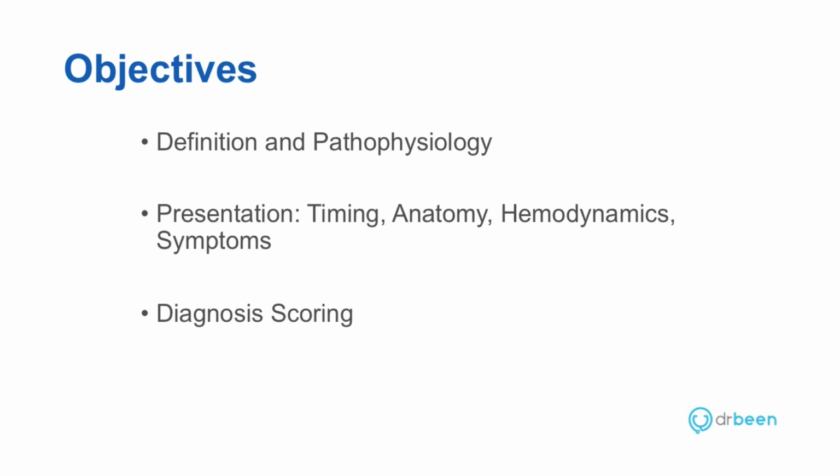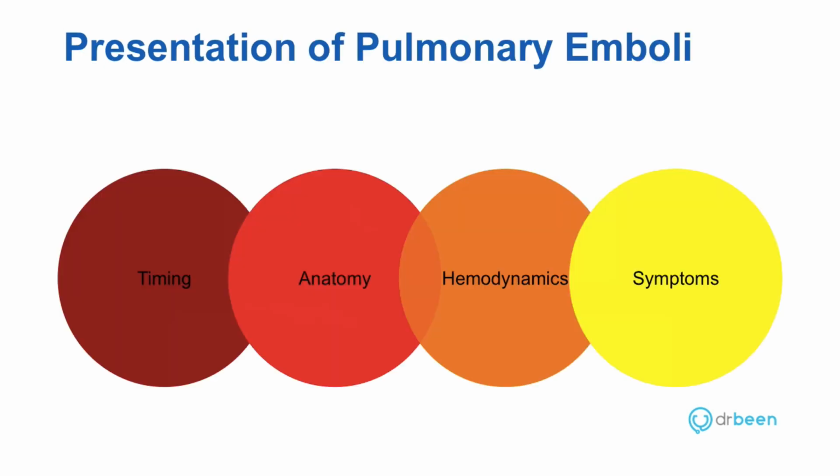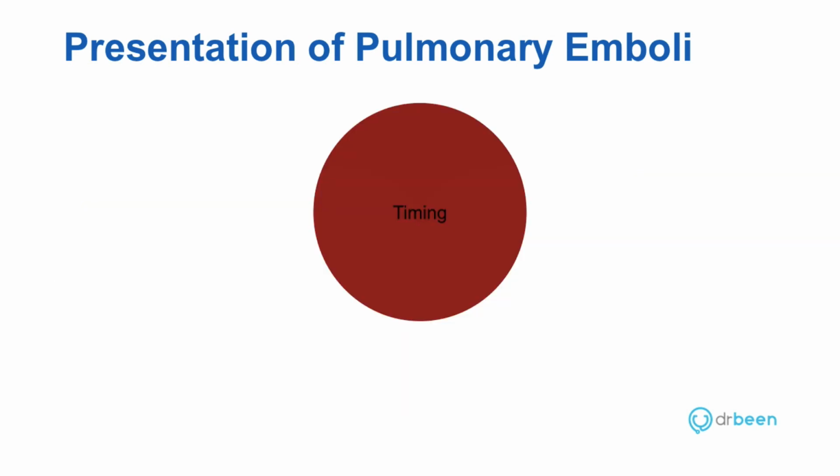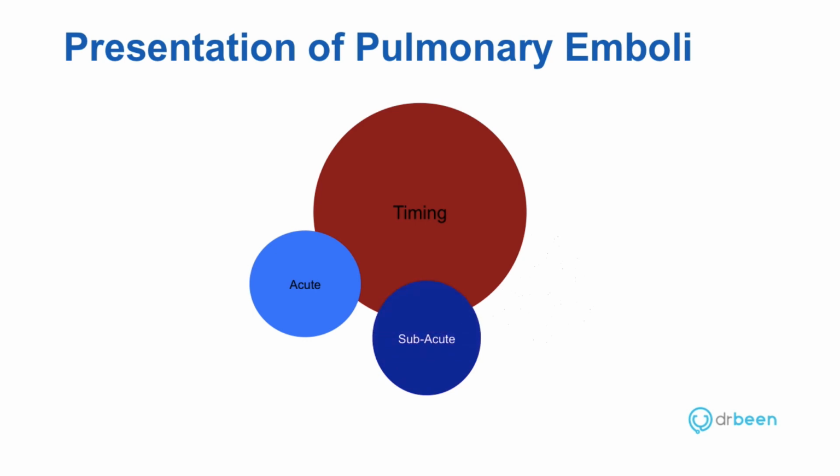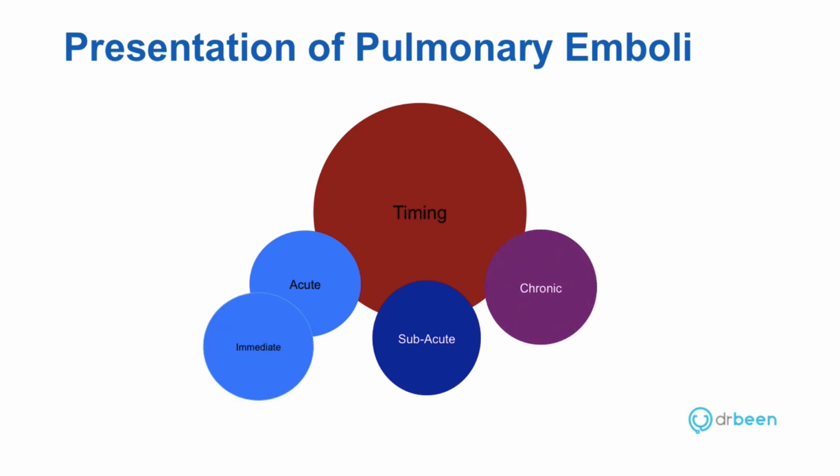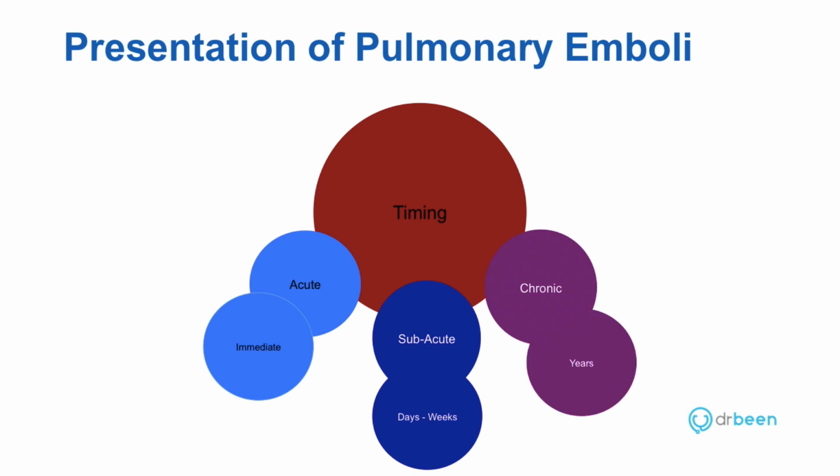This is how we describe PEs. When we talk about PEs, we talk about the timing, the anatomy, the hemodynamics, and the signs and symptoms. In regards to timing of pulmonary emboli or PE, we can have acute, subacute, and even chronic pulmonary emboli. When we talk about acute PEs, we're talking about immediate pulmonary emboli resulting in signs and symptoms immediately. Subacute pulmonary emboli have signs and symptoms that develop over days to weeks, whereas chronic PEs develop over years.